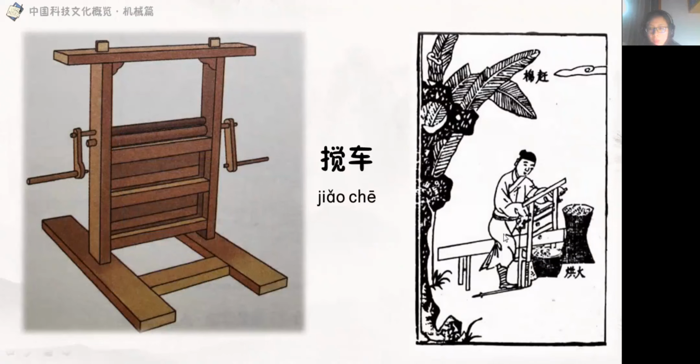You can see how people operate it. Turn the handle and pull the cotton between these two bars, and then squeeze the seeds off. The cotton fibers will come out from the narrow space. So this box is for the cotton fibers that we use.